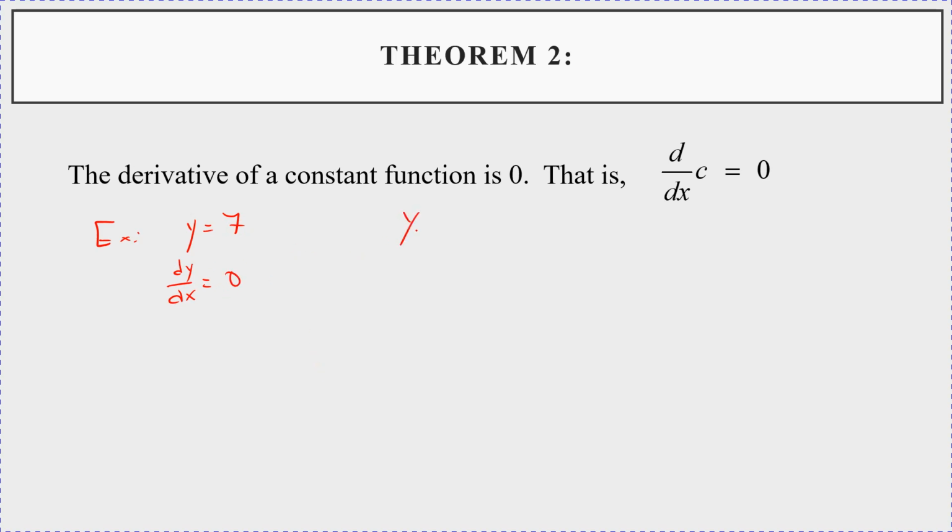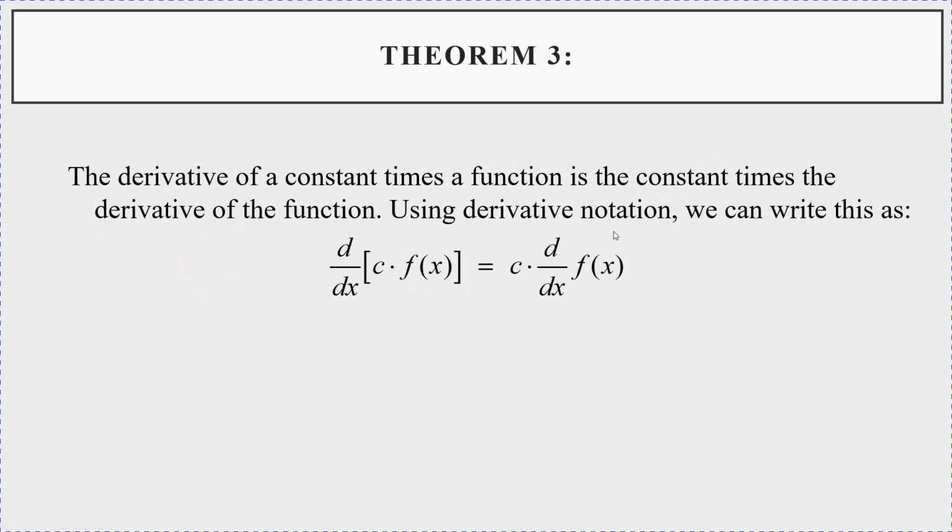Even if it's something like this, y is equal to pi squared. Well, then dy dx, you've got to remember pi is just a constant, right? It's just a number, 3.14, and so on. So the derivative of this is still 0, okay? So whenever you see a constant and you differentiate it, you find the derivative, it's just equal to 0.